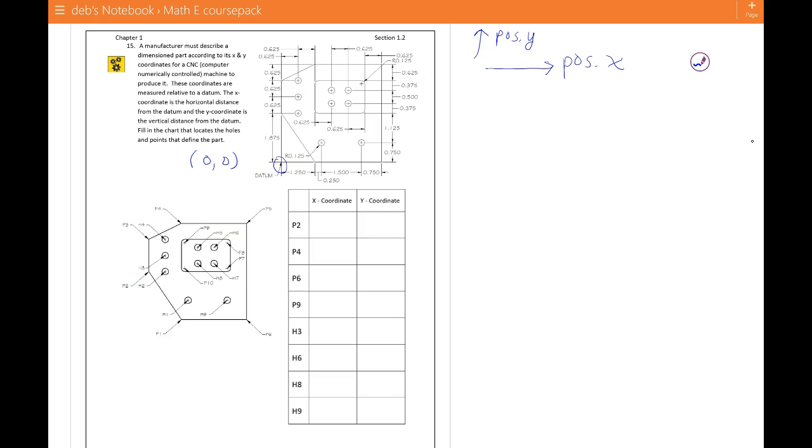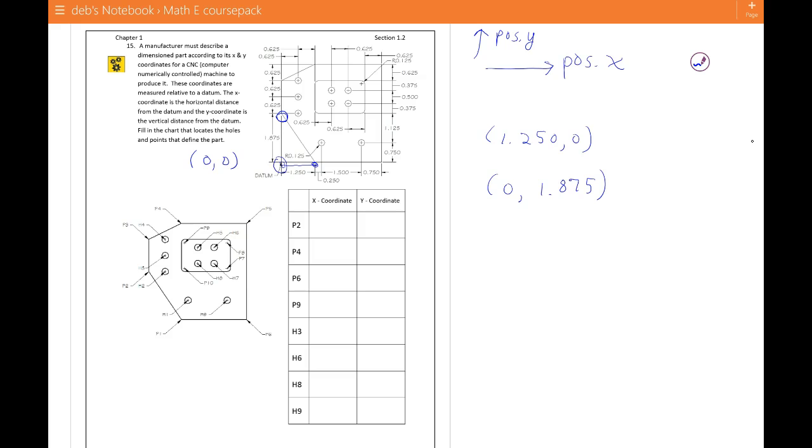So if you go from the datum point to this point right here, do you see that the coordinates of that point would be 1.250, comma 0, because you go to the right 1.25 inches and up 0. And then this point here would say go to the right 0 and go up 1.875. So what they're asking you to do is locate points on the diagram using the dimensions that you're given.